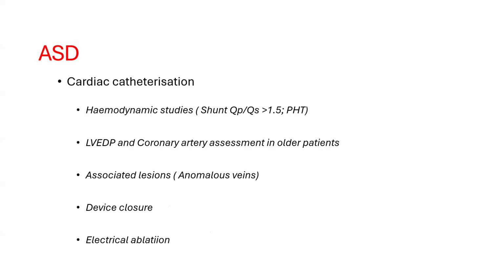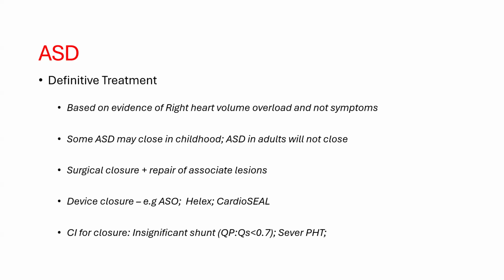So ultimately, the definitive treatment for ASD is based on the evidence of right heart volume overload and not on symptoms. Because we know that even if they are not symptomatic now, they are likely to be symptomatic in a couple of years. So once there's evidence of volume overload, then it's time to close it. In childhood, we are not quick to close because some of the ASDs can close. So we usually leave it until preschool, but sometimes even a bit older than that. ASDs in adults do not close, so we need to close them.